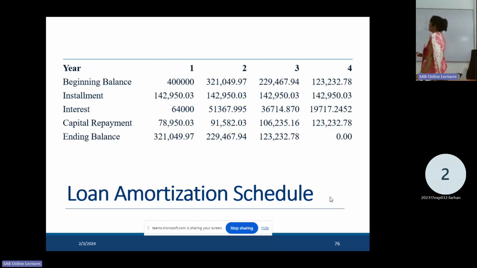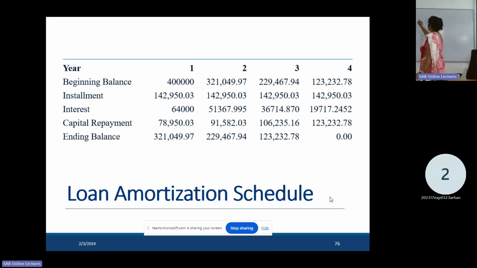If you discount this one, see whether you are getting this answer. You have only one installment here. This is not an annuity. This is a single cash flow. So simply by discounting this 142,950 back for 1 year, you will get the answer. That means 142,950 discounted by 1.116 to the power 1. What is the answer? You are getting the same answer.